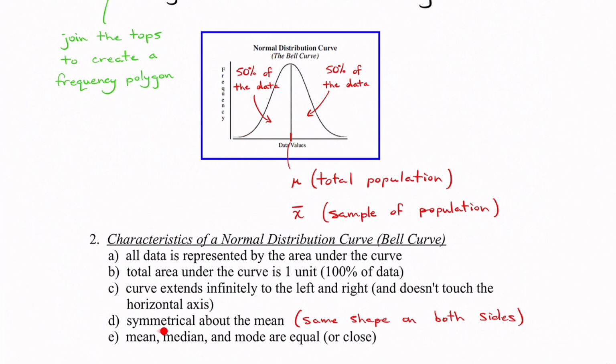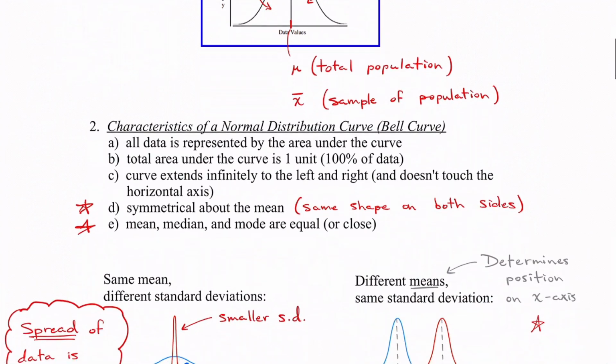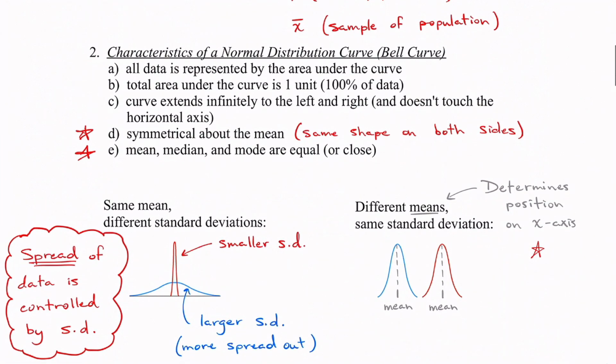Next, symmetrical about the mean. That just means it has the same shape on both sides of the mean. And lastly, E, the mean, median, and mode are equal or close to being equal. Whatever the mean is here, your mode and your median will also have the same value. These last two are going to be important for figuring out whether something is normally distributed. If you see that it's symmetric or that the mean, median, and mode are equal, most likely it is normally distributed.